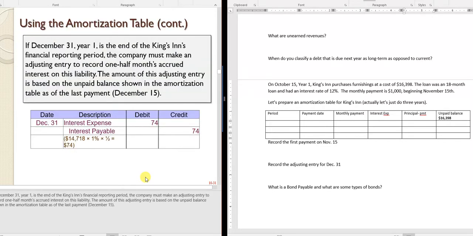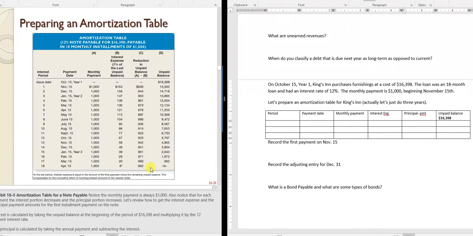When they actually pay it, I'm going to have a credit on January 15th. I'm going to have a credit to cash for $1,000. I'm going to have a debit to interest expense for the other portion of it. Let me go back. I did 74 already. So it's 147 minus 74. And credit to cash for that. Debit interest expense for 147. I'll do installment notes payable for 853.